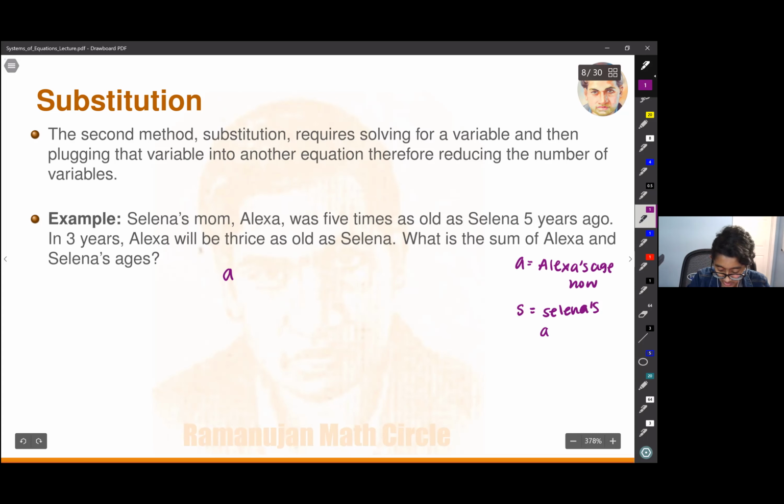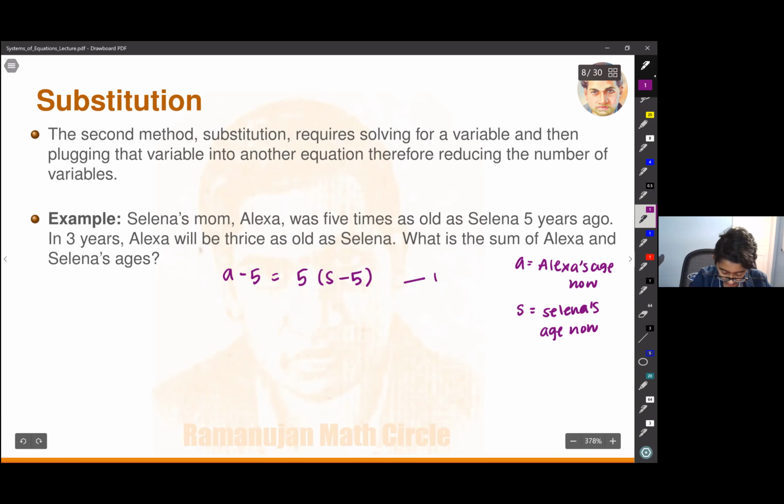Okay? So in essence, since we're talking about 5 years ago, we need to subtract 5 from Alexa's age on the left side. And now we have to talk about Selena's age. Selena's mom, Alexa, was 5 times as old as Selena 5 years ago. So we're going to multiply 5 by Selena's age. However, remember that we're talking about 5 years ago, so we put a minus 5 here and multiply the entire thing by 5. Because Selena right now is S years old, so obviously 5 years ago she was S minus 5 years old. So now that's our equation. Okay, that's our first equation.